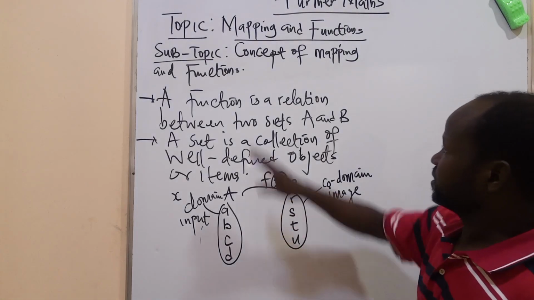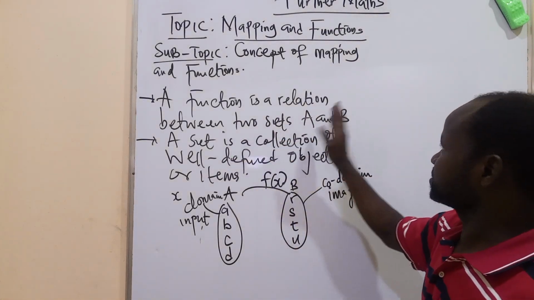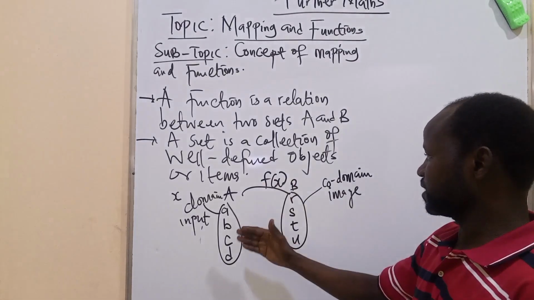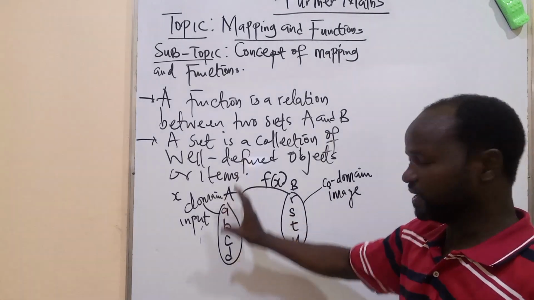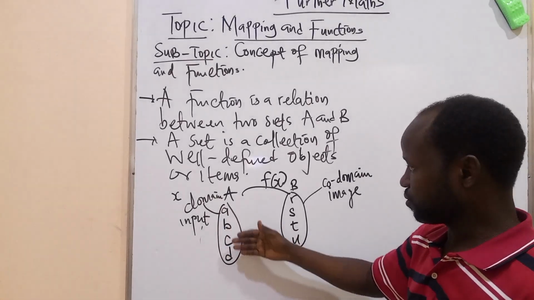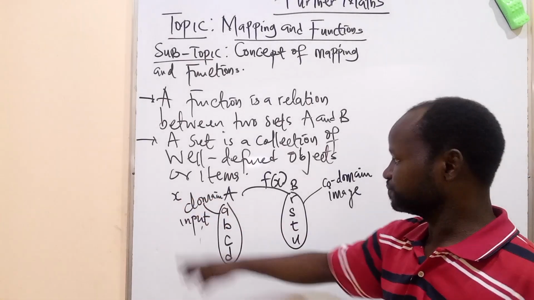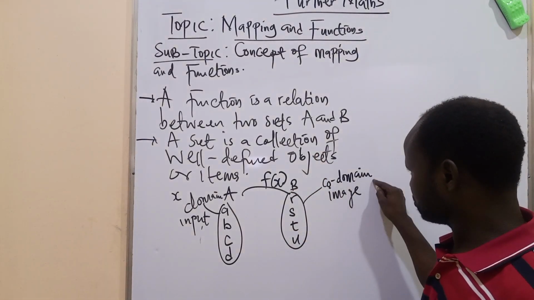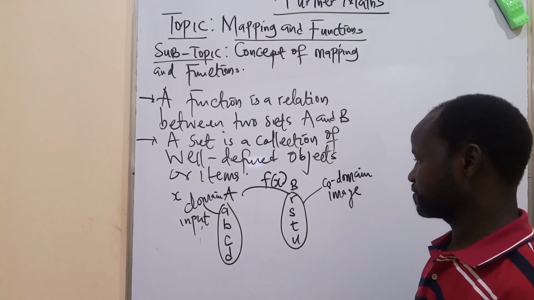We say a function is a relation between two sets A and B, whereby the elements in set A are the domain or inputs, or we call it the X value or the pre-image. The elements in B are called the codomain or the image.